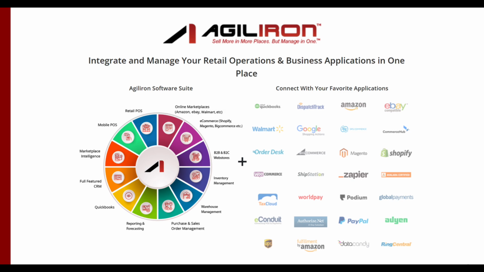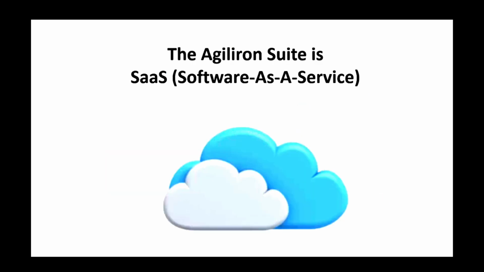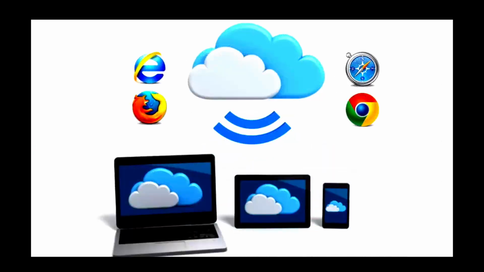Agiliron's POS is cloud-based, or more precisely, is SaaS, which stands for Software as a Service. What this means for you is that the Agiliron suite only requires a browser to operate. It runs on Google Chrome, Mozilla Firefox, Apple Safari, or Microsoft Edge. You also need a live internet connection to initially log in to your Agiliron instance.